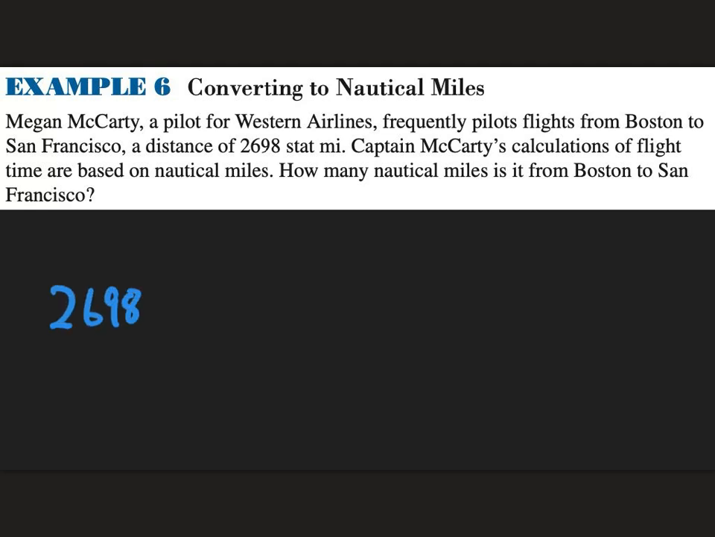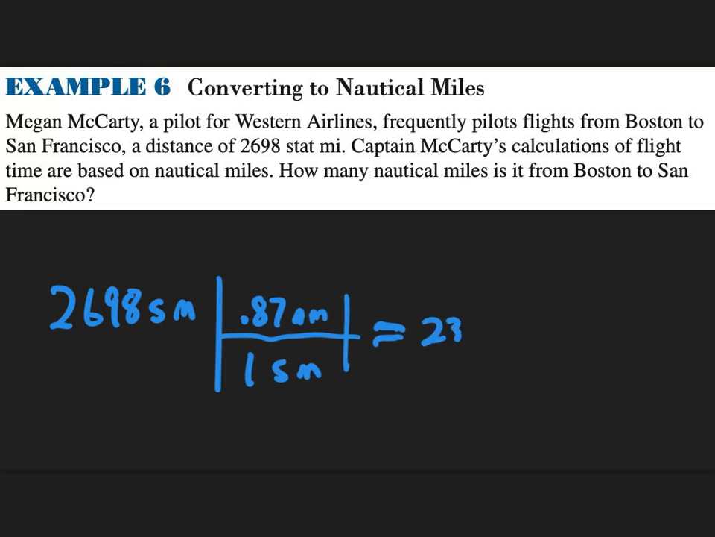Okay, so 2698 from our conversion chart that we would give statute miles, we'll call it SM. Okay, so to get them to cancel out, 1 statute mile is about 0.87 nautical miles. And that will give us about, not equal, it's about 2345 nautical miles. NM, which stands for nautical miles.